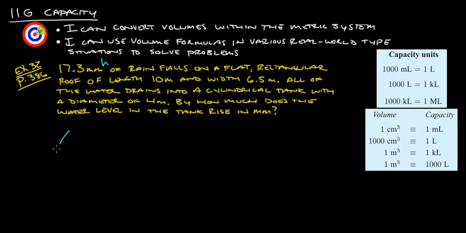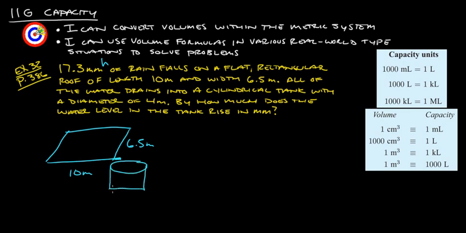So let's just draw our roof here. But you get the idea. It's 10 meters by 6.5 meters, and it's all going to drain off. Let's make that our spout here, into this cylindrical tank. And this cylindrical tank has a diameter of 4 meters. So this roof here, and then also 17.3 millimeters of rain fall on that. So these are both in meters, and this is in millimeters.